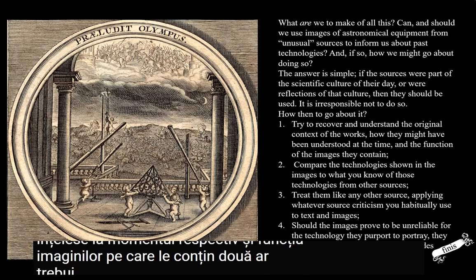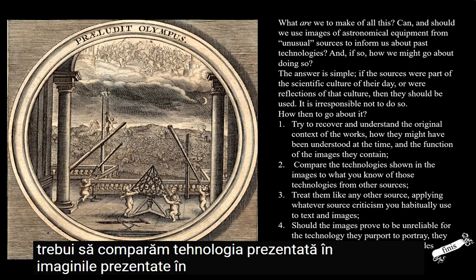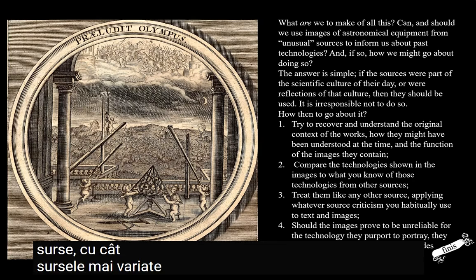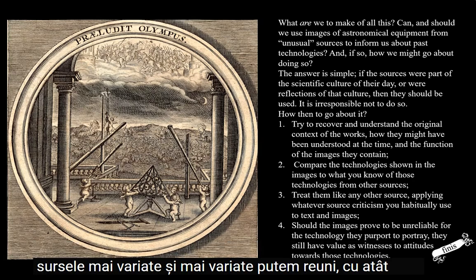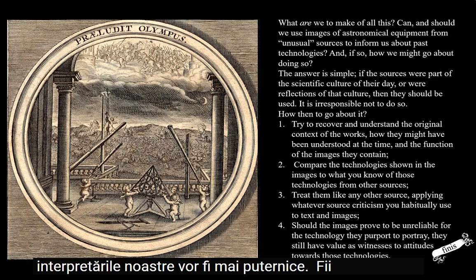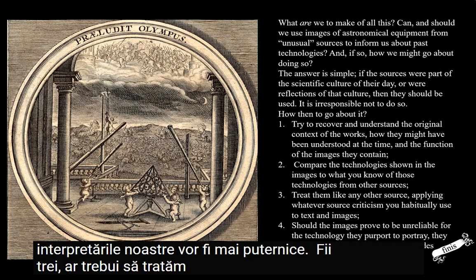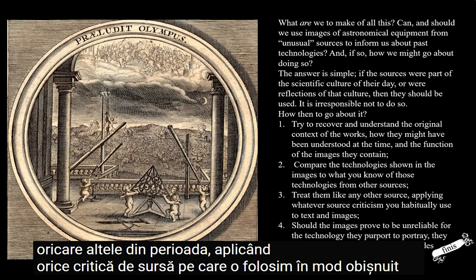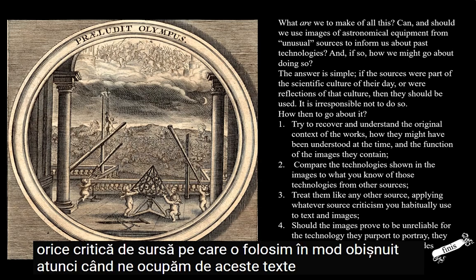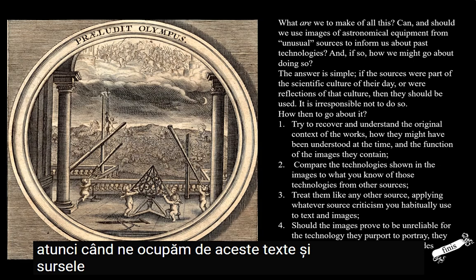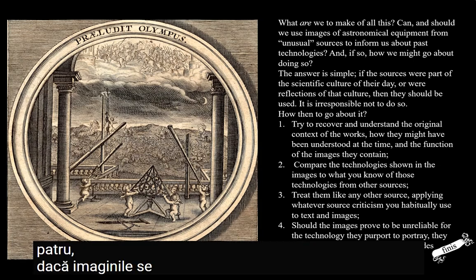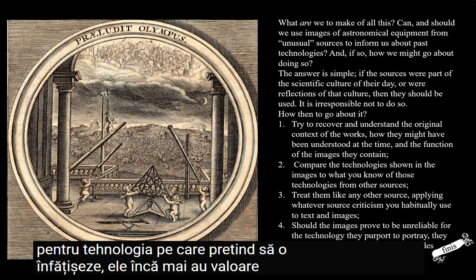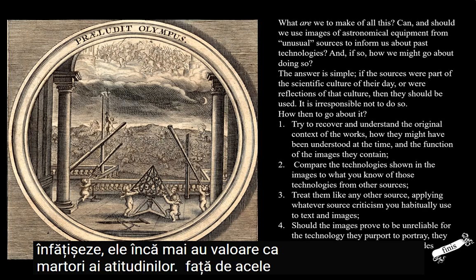2, we should compare the technologies shown in the images to what we know of these technologies from other sources. The more and varied sources we can bring together, the stronger our interpretations will be. 3, we should treat these sources like any others from the period, applying whatever source criticism we habitually use when dealing with these texts and sources. 4, should the images prove to be unreliable for the technology they purport to portray, they still have value as witnesses to attitudes toward those technologies.